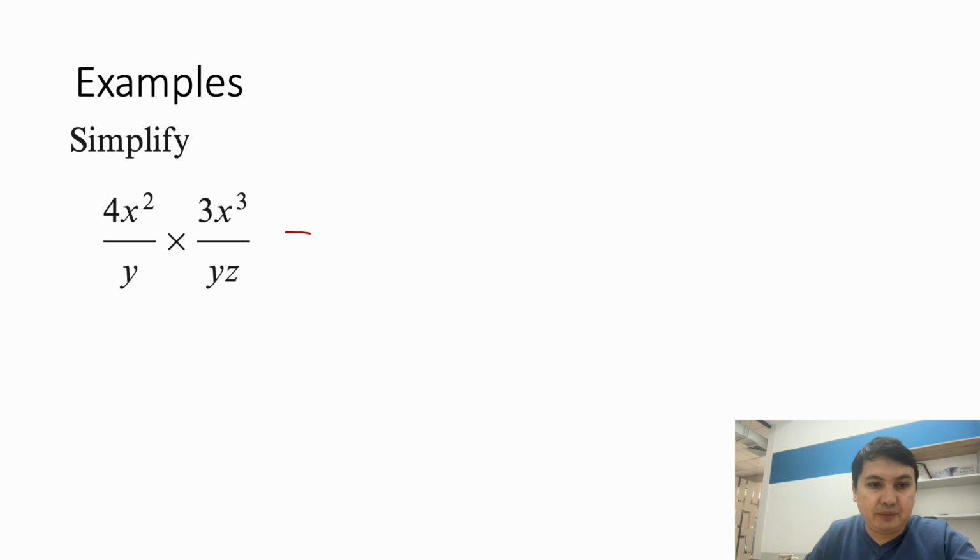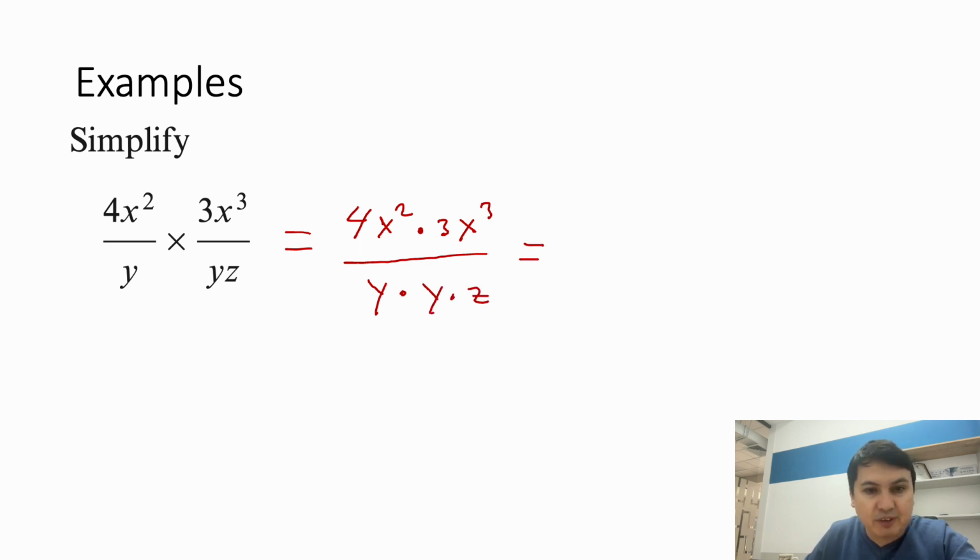Okay, how about here? Well, here's 4x squared times 3x cubed, right? Numerators. And the denominator is y times z. So I don't see anything to cancel. So what is it? 4 times 3 is 12. x squared and x cubed: what happens if the base is identical? I add the exponents, right? Indices, 2 plus 3. So it becomes x to the power 2 plus 3, which is 5. I do not multiply, it's not 6. Here, y times y is y squared, and then I multiply by z. Okay?